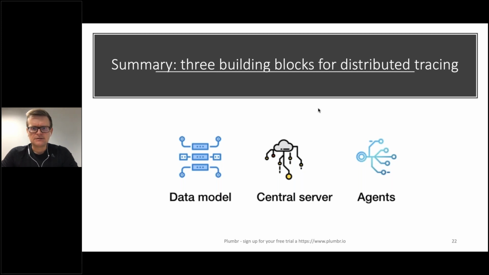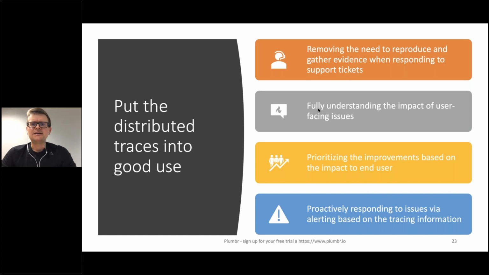That has built us the groundwork, and we can now see how we can put those distributed traces into good use via different use cases. Just for example, we'll start with something as simple as removing the need to reproduce or gather evidence when responding to support tickets, and then expand and understand whether we can actually turn it around, and instead of waiting for our end users to report bugs for us, maybe we can use the distributed traces proactively in order to expose the problems and respond to those before the users even call us. Let's see if this is possible, but let's start with simpler examples first.